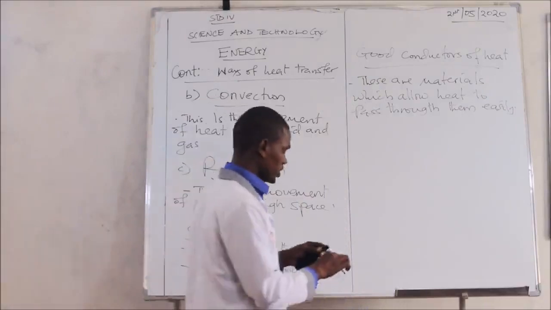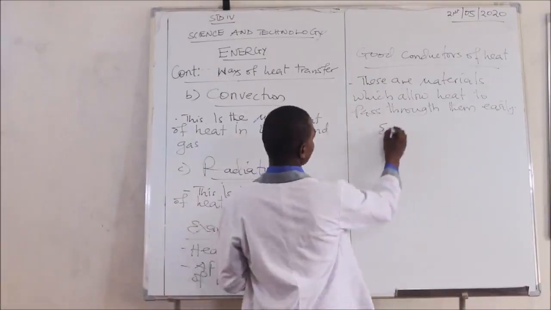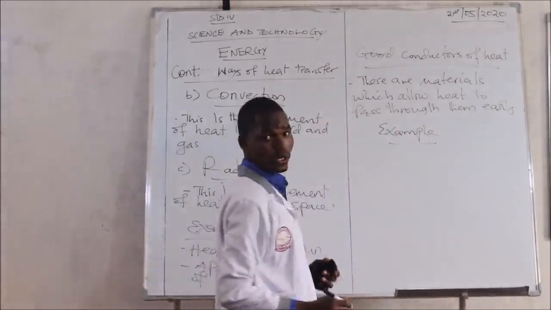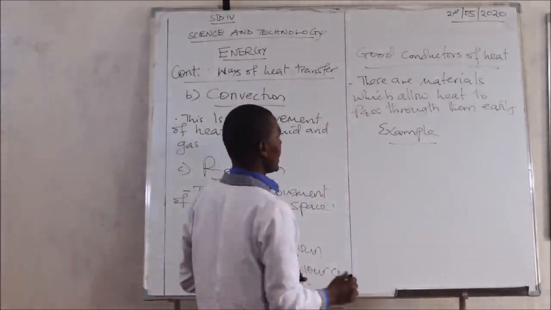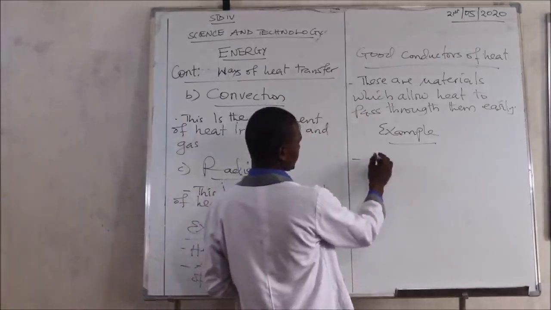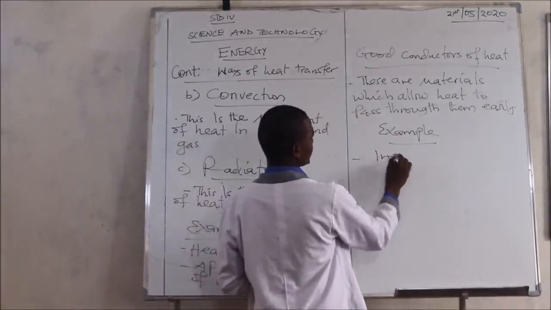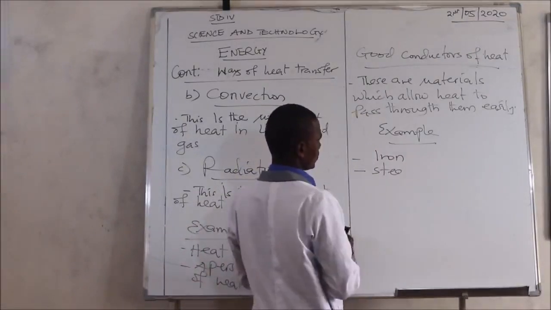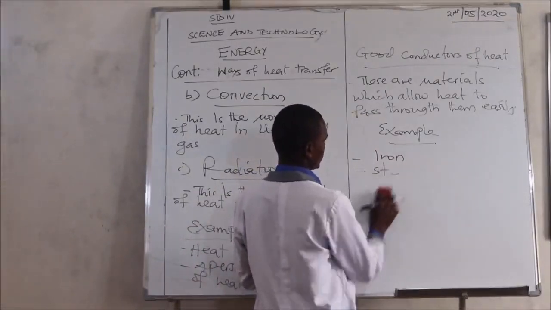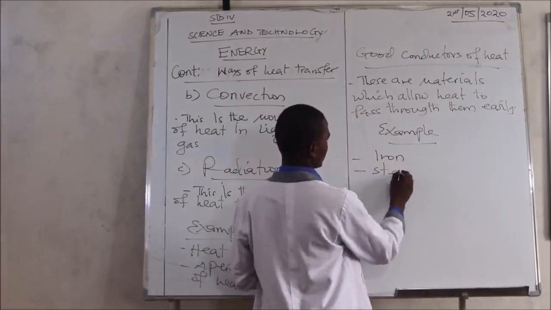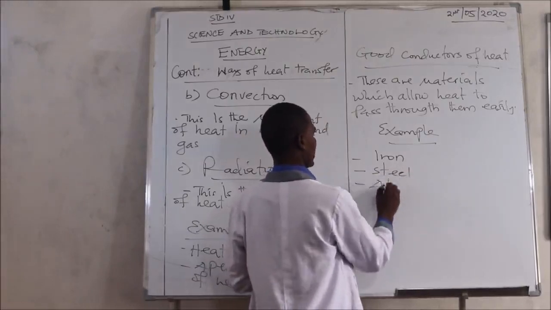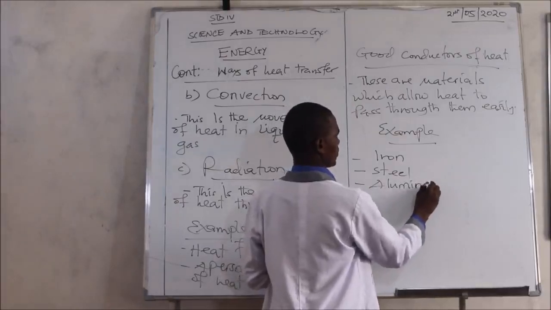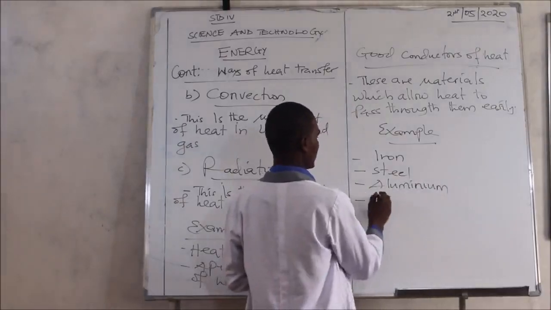So, just to check the examples of such materials which allow it to move through them easily: iron, steel, aluminium, we have stone.